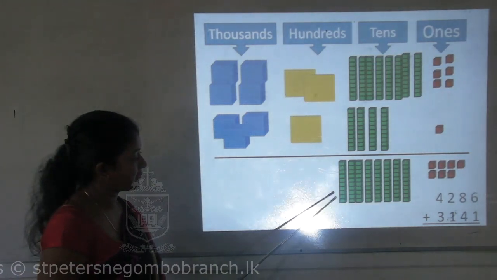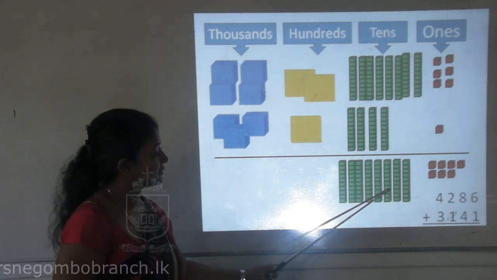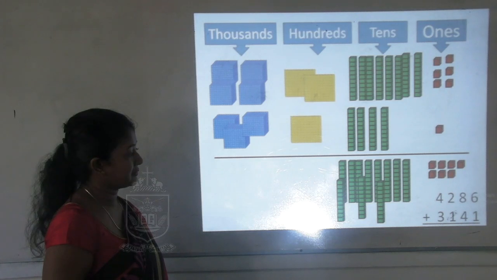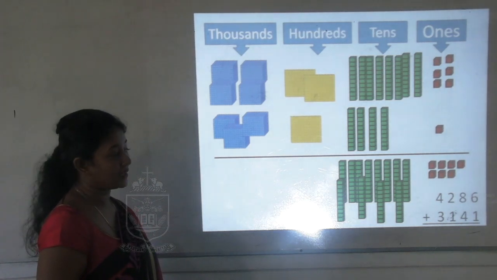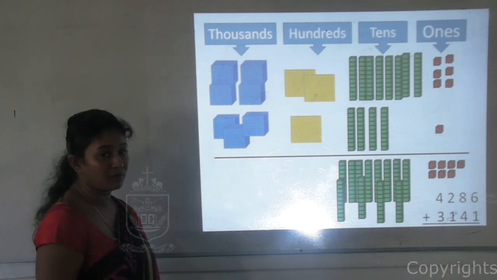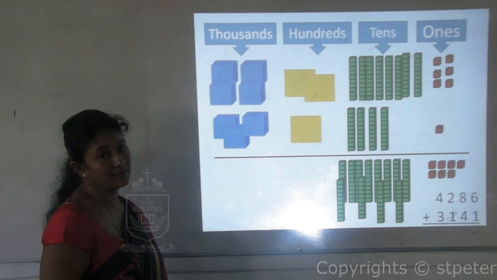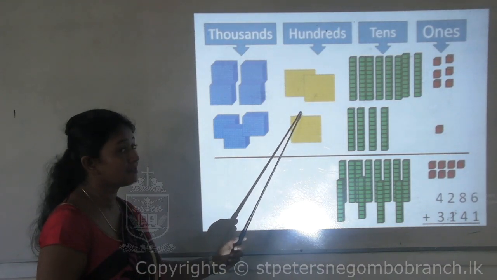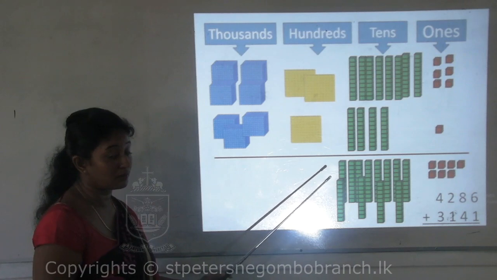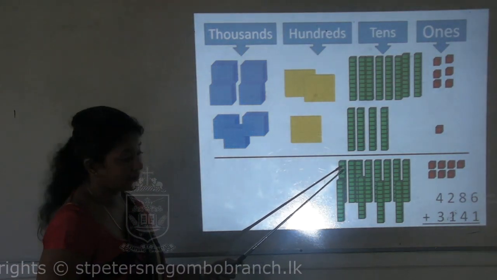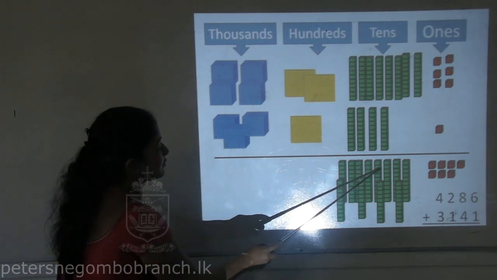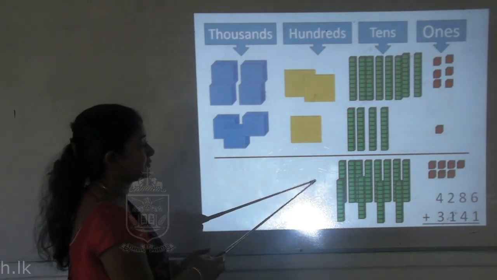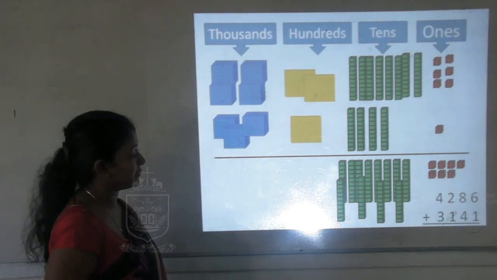Shall we count all the 10s? 1, 2, 3, 4, 5, 6, 7, 8, 9, 10, 11, 12. There are 12 tens. I told you, my dear students, we cannot keep 2 digits in this place. So we have to carry that to the 100's place because the next place is 100. So first of all, we have to count. Are there 10 tens? Yes, we count it. 1, 2, 3, 4, 5, 6, 7, 8, 9, 10. By using these 10 sticks, we can make 100. So, we are going to make 100.